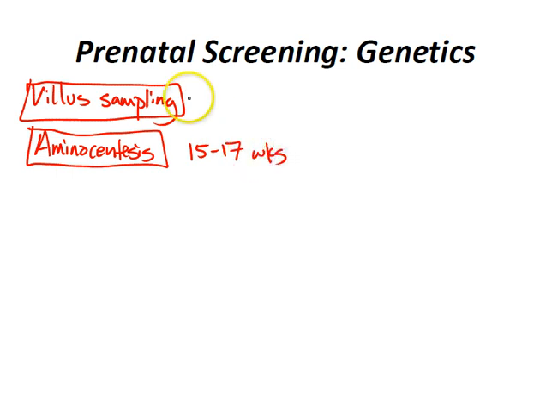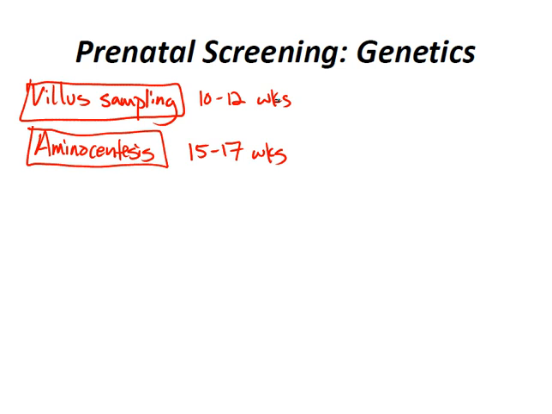And what was villus sampling again? That was 10 to 12 weeks. Alright, in addition to genetic testing, amniocentesis can screen for blood type, hematologic disorders, and also neural tube defects. Sampling fetal blood can screen for genetic or metabolic abnormalities. The primary risk of these techniques is damage to the fetus and inducing abortion.